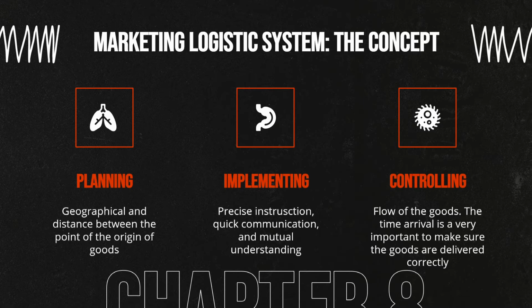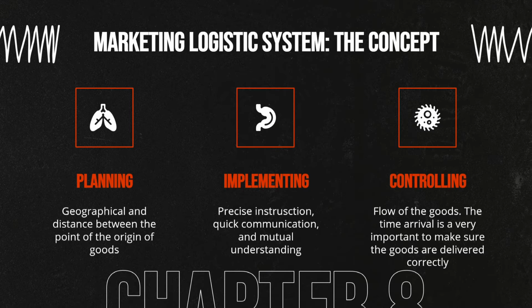Let's put the theory aside. In a real life situation, it is found that even the best laid plans go haywire due to unforeseen circumstances. Therefore, contingency plans should also be in place in case of need. Implementation of a logistic plan is a group process where different agencies and people located in different geographical locations have to coordinate their activities with each other. Precise instruction, quick communication and mutual understanding are the key ingredients of the successful implementation of a logistic plan.